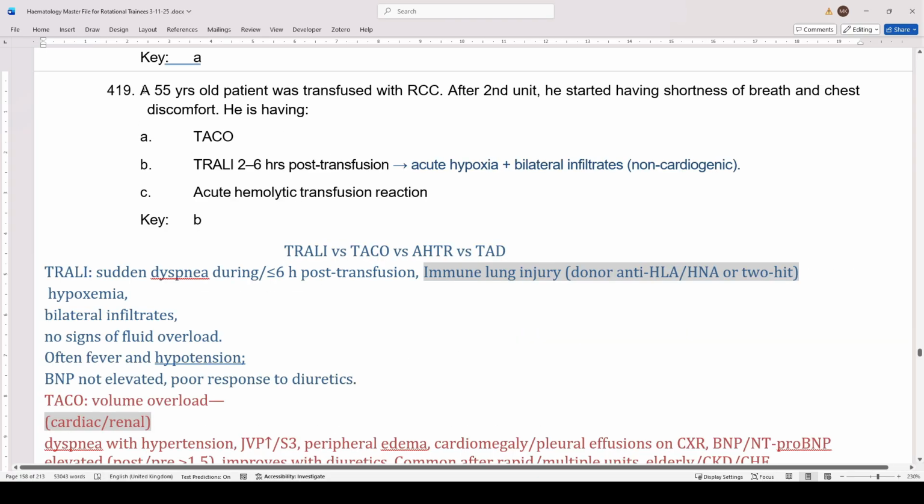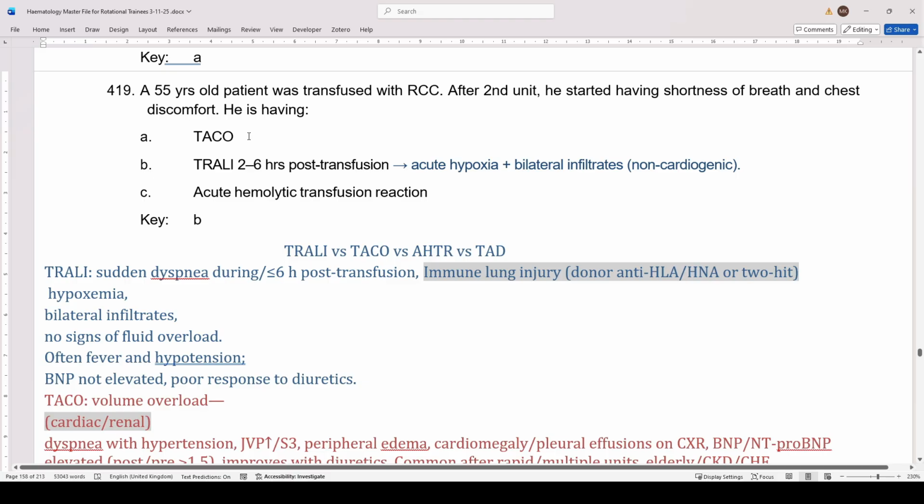Question 419, a 55 years old patient was transfused RCC. After the second unit, he started having shortness of breath and chest discomfort. Is he having TACO, transfusion associated circulatory overload, or TRALI, which is transfusion related acute lung injury, or acute hemolytic transfusion reaction? Okay, so this scenario is a little bit incomplete for me, because this could be a case of TACO.